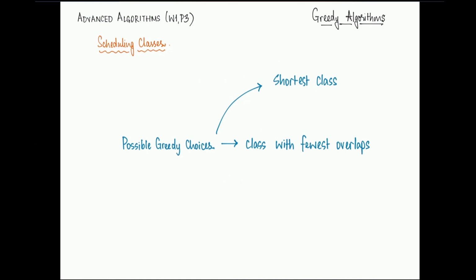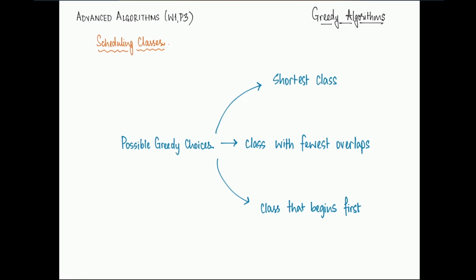Another greedy strategy that you may pick is to start with the class that begins first, because you might think that, well, the sooner I get started, the better it is for me. And that's one way to max out the number of classes that I can work with. So now we have not just one, but 3 proposed greedy algorithms.